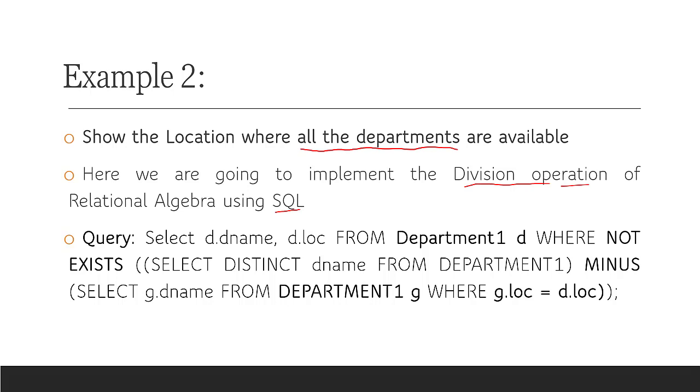And for NOT EXISTS, if the inner query is not giving any tuples, or is giving a null, then it will give me a true value, otherwise it will give me false. So in this case, as for KOL the NOT EXISTS will be true, that department name and the location for that particular tuple will be shown as the output. Let us run this query and see what output we are getting.